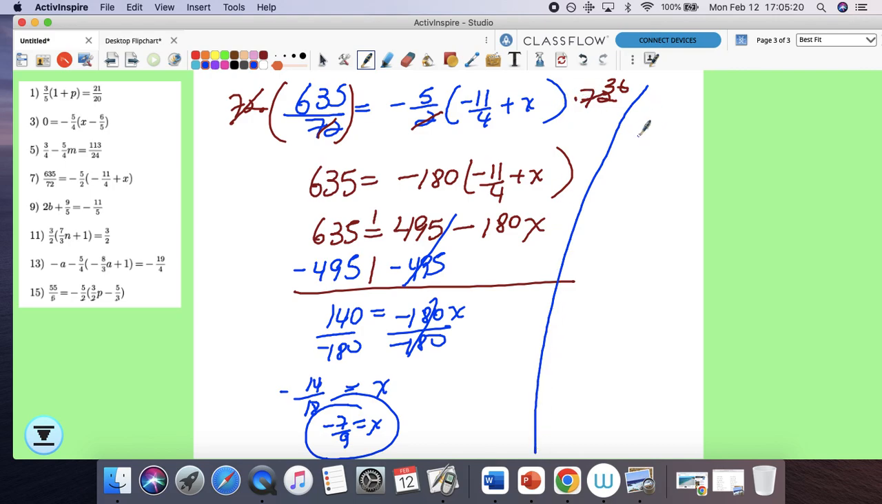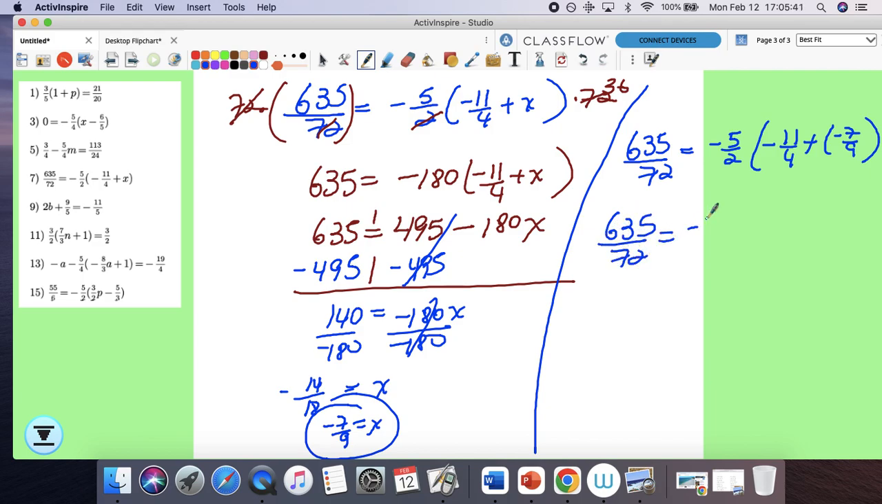So 635 over 72 equals negative 5 over 2 times negative 11 over 4, plus we're going to add negative 7 over 9. Okay. And let's combine these two. Well, LCM between 4 and 9 is 36, so they both are going to change to 36. That's the new equivalent fraction. So 4 is times 9, so we're going to get 99 on top, right? How did the 9 become 36? Times 4, so I multiply the top by 4, we get negative 28.